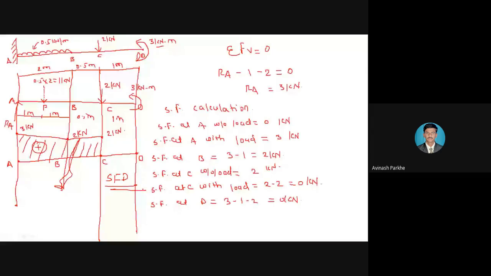Look, from point C to point D there is no force. There is a couple, but in SF calculation don't take the effect of the couple because it is given in kilonewton meter. Therefore from C to D, as there is no any force, your shear force diagram is also not there in the portion C and D. Why? Because no any force is present in portion C and D. So this is about SFD.